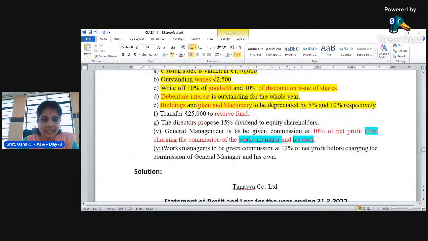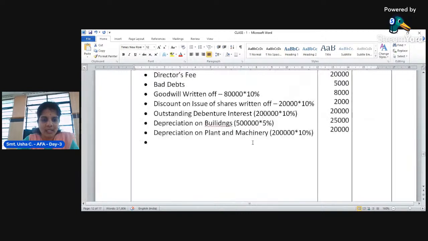This is the next adjustment item. Transfer to reserve fund. Reserve fund we are not taking here because it is an appropriation item. Next is proposed dividend, that is provision for dividend.